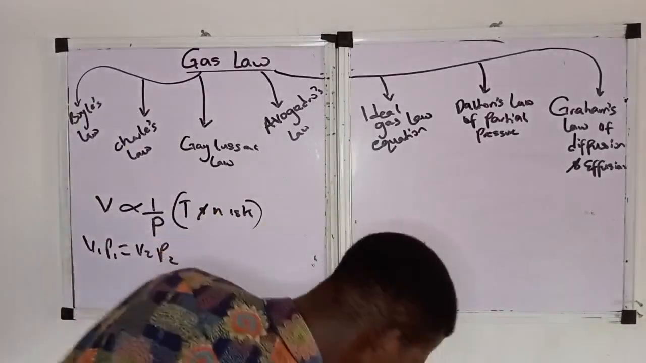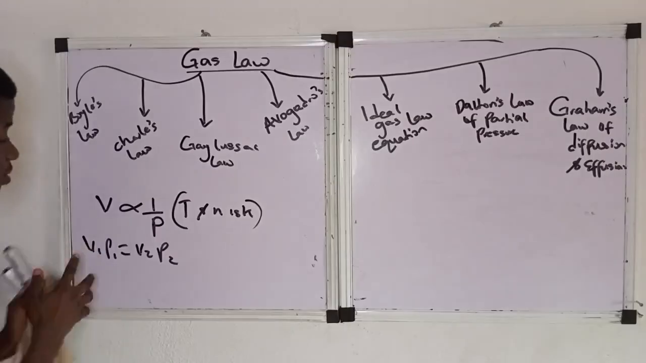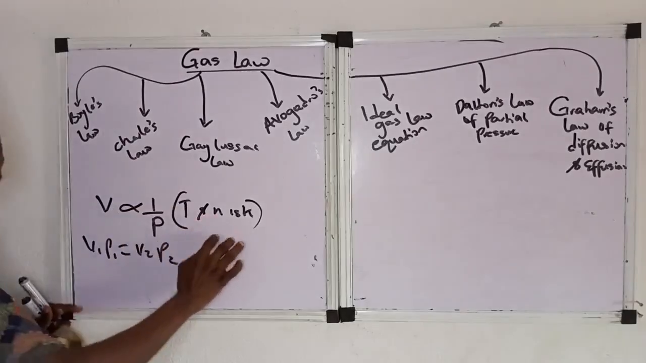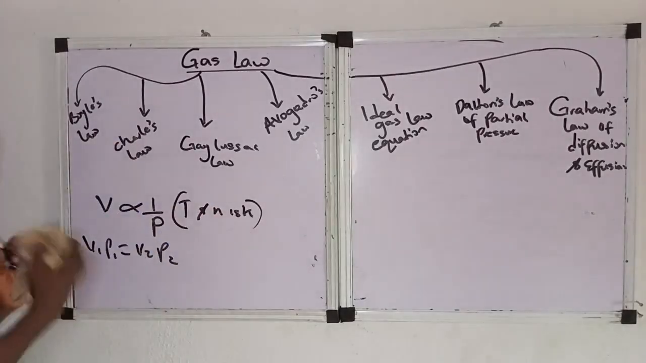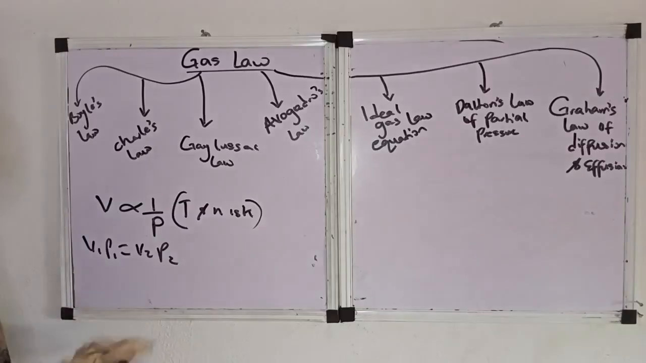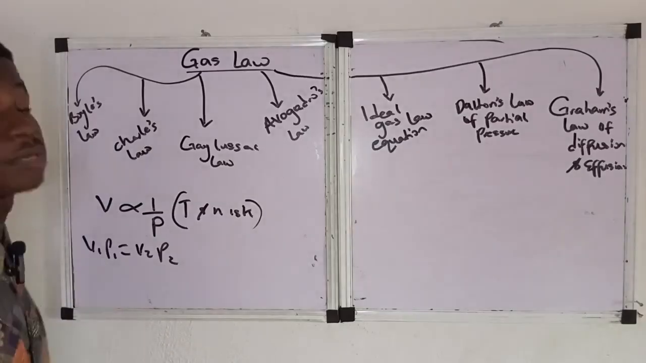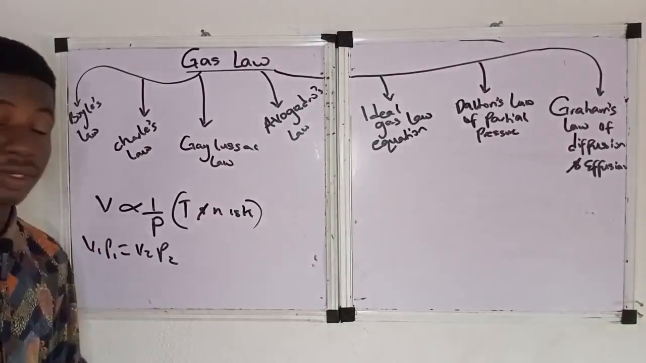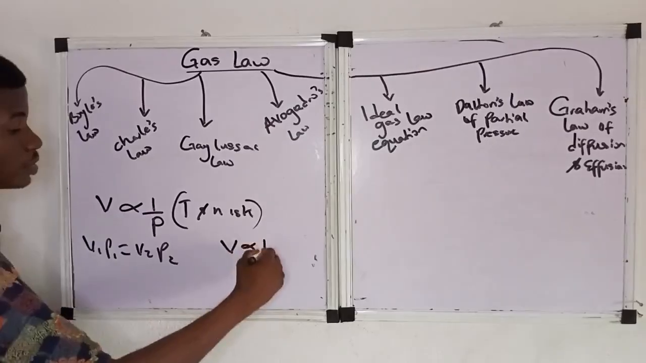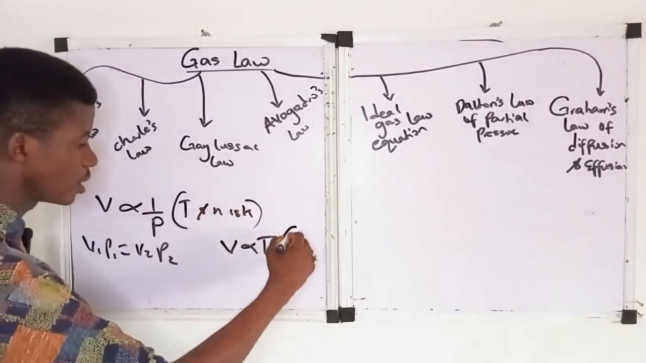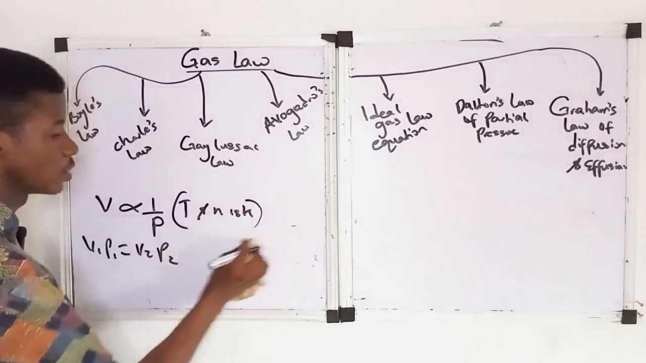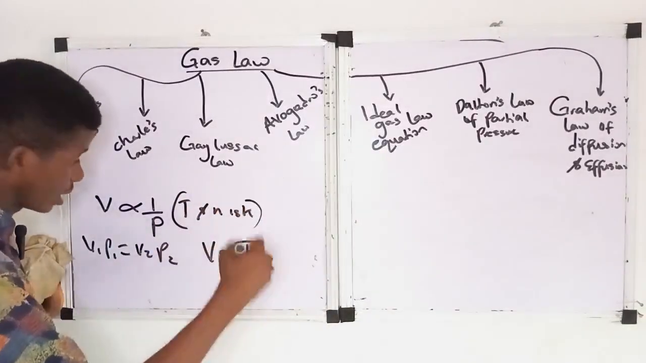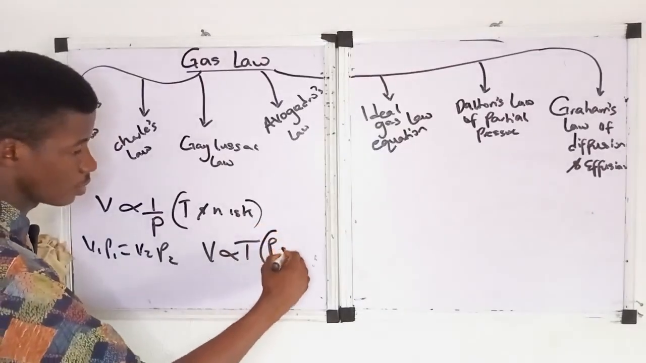Then what about Charles's law? We all know that in Boyle's law, volume is inversely proportional to pressure, and the temperature and the number of moles of that gas is constant. Charles's law states that the volume of a given mass of gas is directly proportional to its temperature in Kelvin, provided that the pressure remains constant. The pressure and number of moles will come in. So Charles's law says that the volume of a given mass of gas is directly proportional to the temperature in Kelvin, provided that the pressure and number of moles are constant.